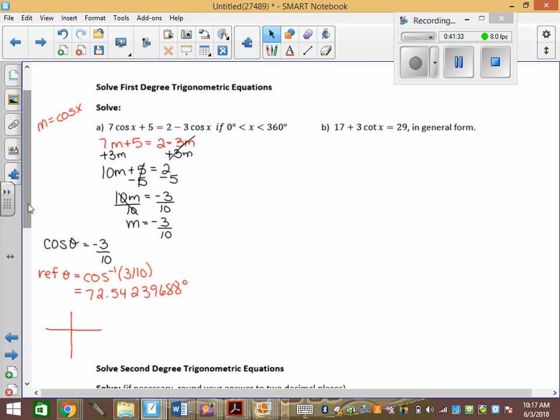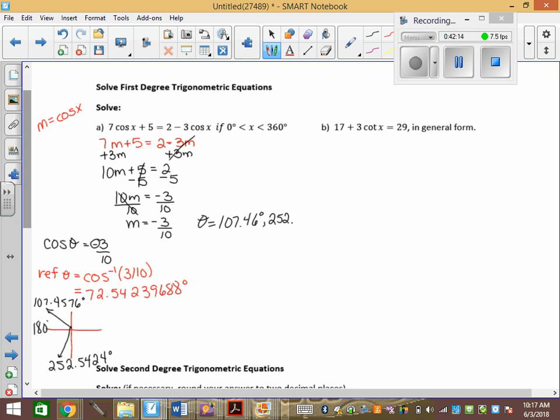Where is cos negative? Cos is negative in quadrant 2, quadrant 3. In quadrant 2, I go 180 minus the reference angle. So I get 107.4576 degrees. And then in the third quadrant, I'm going to go 180 plus the reference angle of 72. And I'm going to get 252.5424. So it's between 0 and 360, so those are my answers. Theta equals 107.46 degrees and 252.54 degrees.